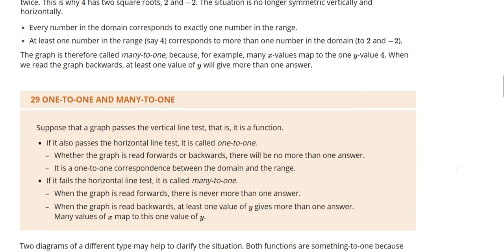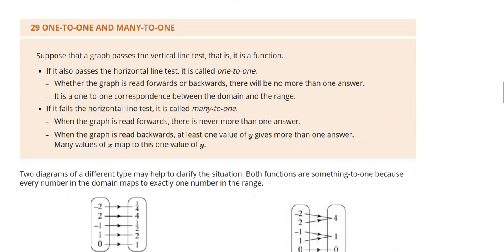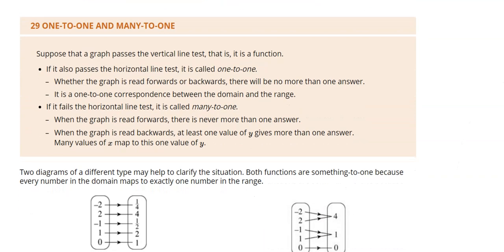Okay, as they stated there, one-to-one and many-to-one are the two things for functions. So if it passes the vertical line test, it's a function, and therefore we can apply the horizontal line test. If it passes the horizontal line test and the vertical line test, then it's one-to-one. If it fails the horizontal line test but passes the vertical line test, then it's many-to-one.